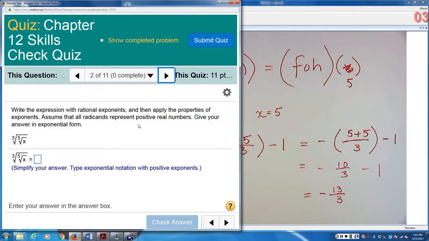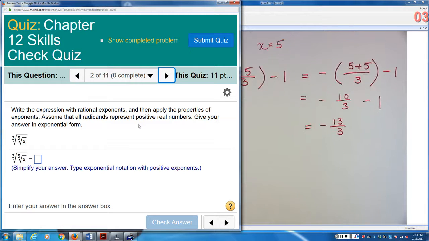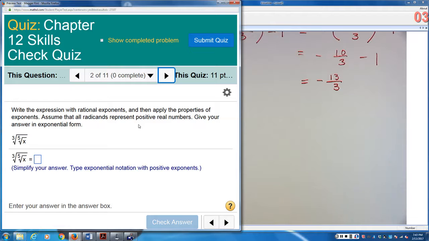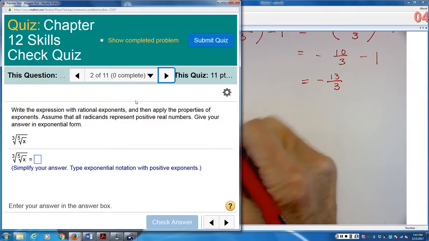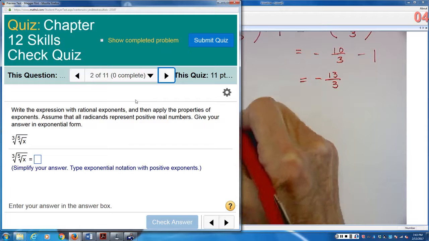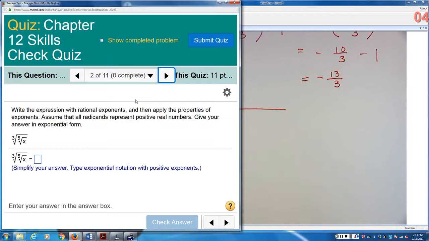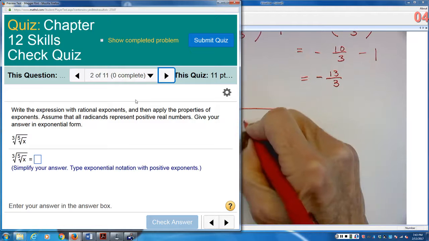And it says that here you're reviewing your rational exponents. So again, over here on the side, I'll give you a quick brush up before we go on. It says to take the cube root of the fifth root of x.